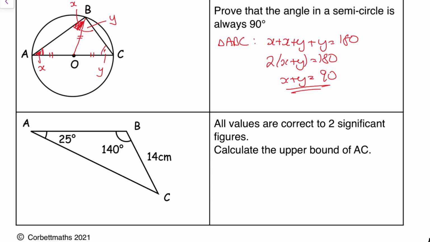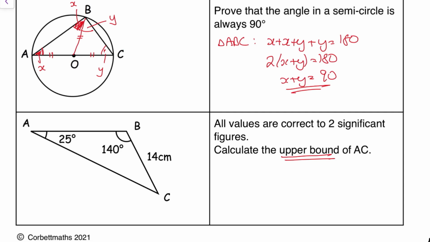All values are correct to 2 sig fig. Calculate the upper bound of AC. Oh God, here we go. Upper bound. I hate bounds. Not that you're not doing this anyway, but I would definitely say pause the video and have a go at this question before I've done it, because I know what's going to happen here, and there's a bit of a trap that you need not to fall into. So pause the video, try the question, and then watch me do it.